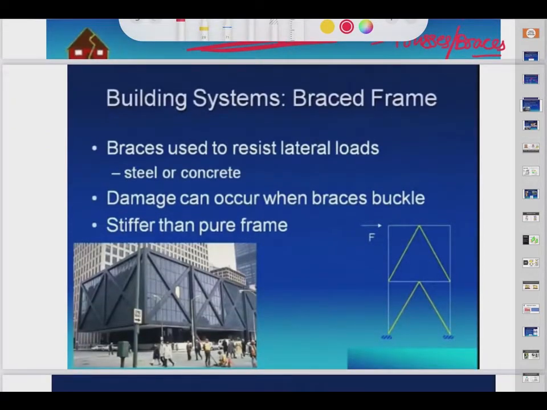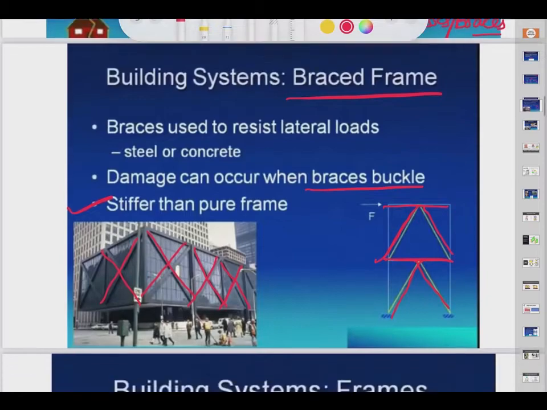Now by introducing a braced frame in the structure, what will happen? You can see this is bracing being done here, X bracing this is called. Now this is K bracing. Bracing can be of different types, Z bracing, like that. So all these bracings or trusses increase the lateral load resistance, and damage can occur only when braces buckle. So they are much stiffer than the pure frame. So this bracing increases the lateral load resistance.